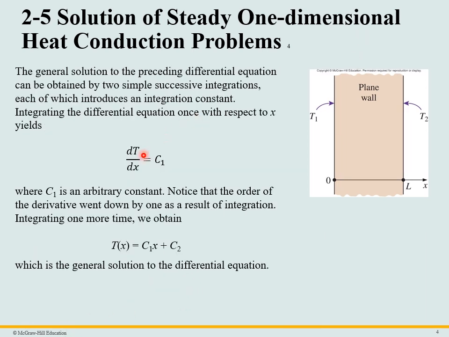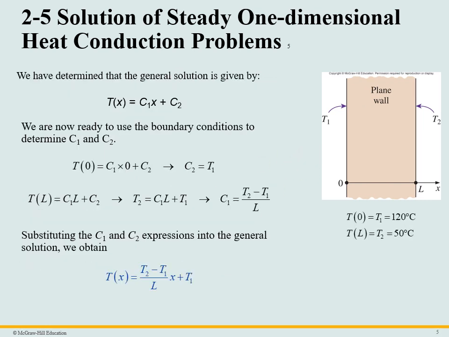Now to solve this, we simply need to take two integrations. The first integration, you get that dT/dx is equal to some unknown constant, let's call it C1. If you take another integration, you get the temperature is equal to C1 x plus C2. So this is what's known as the general solution to the differential equation, because we have two unknown constants, C1 and C2. How do we determine those constants? Well, we have to apply our boundary conditions. We've determined that the general solution is given by the following equation. To determine the unknown constants C1 and C2, we simply apply our boundary conditions, shown here.